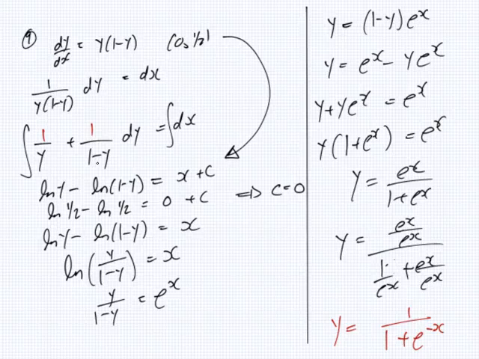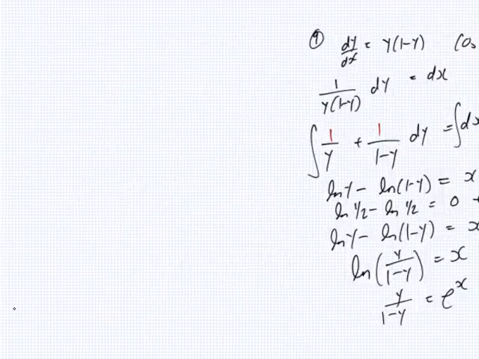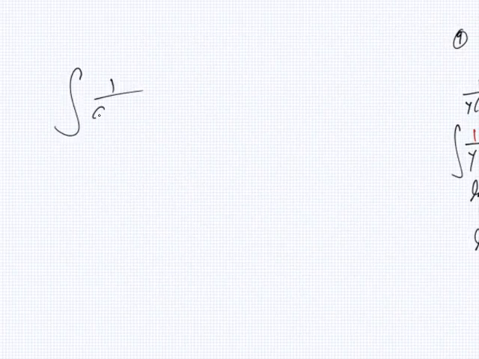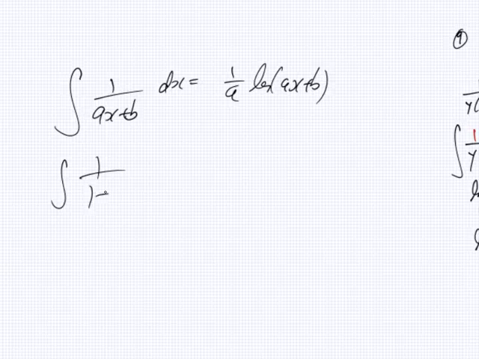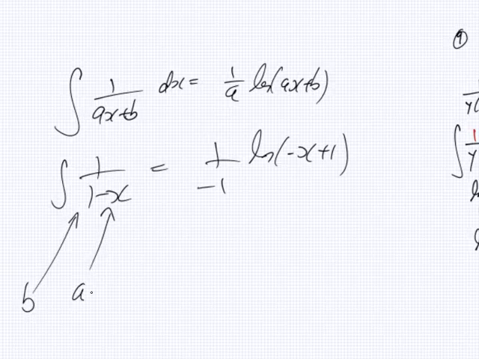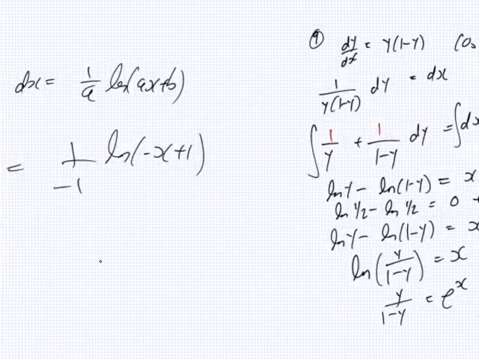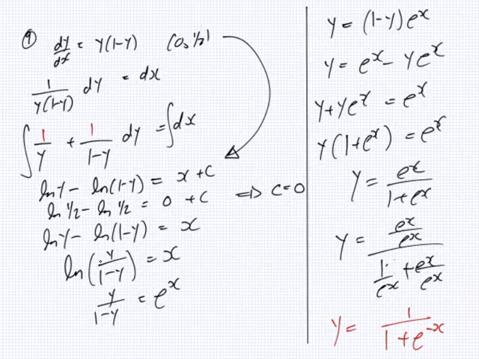No. Because mine is here. Because the rule is, if you integrate 1 over (ax plus b), it's 1 over a times log(ax plus b). So if you integrate 1 over (1 minus x), it's 1 over minus 1 times log(minus x plus 1). This is the a and this is the b. And minus 1 is a minus number. Yeah, it's like 1 over minus 1.